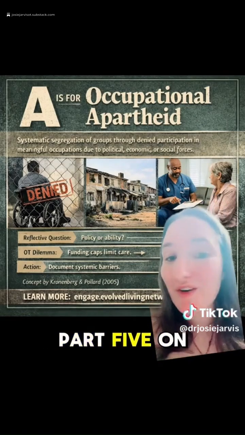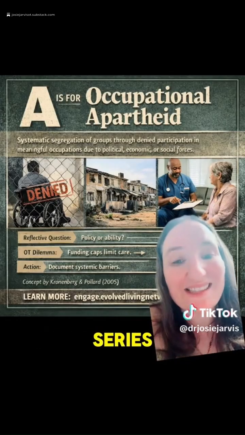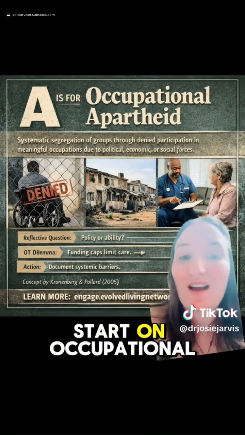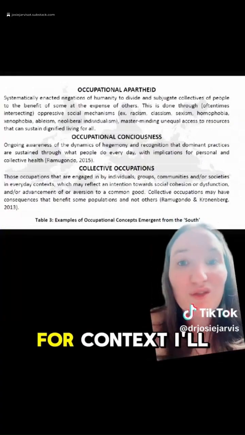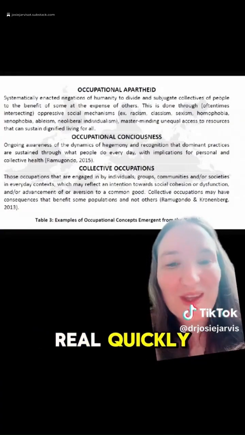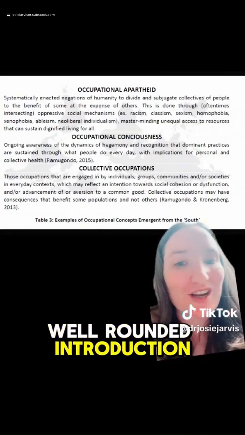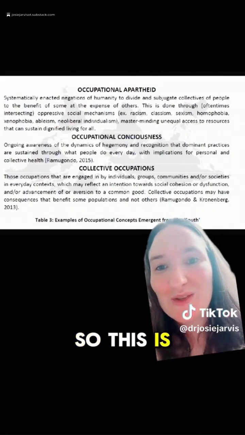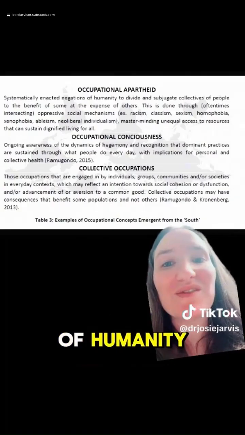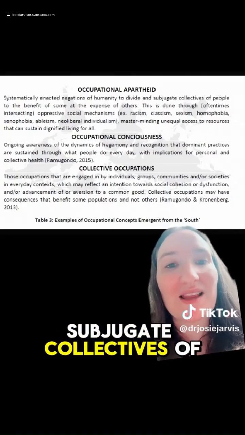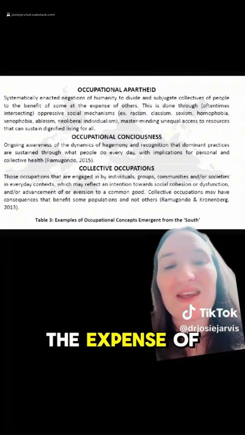This video is part 5 of our OS Alphabet series, focusing at the start on occupational apartheid. For context, I'll just read this real quickly, but I do recommend checking out the other episodes in the series to get a well-rounded introduction to this construct. So this is systematically enacted negations of humanity to divide and subjugate collectives of people, to the benefit of some at the expense of others.